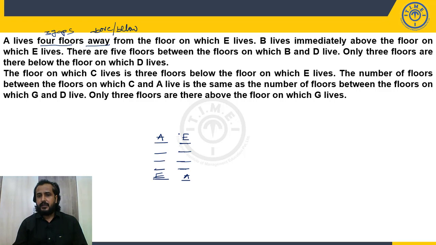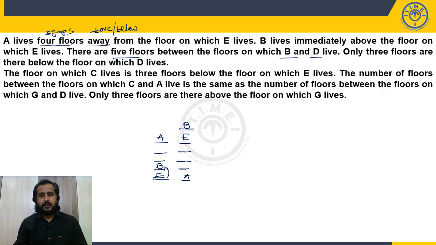Clear? Next, B lives immediately above the floor on which E lives. E is here, so immediately above E is B. So as and when you go through the information, extend the arrangement. That is the only arrangement that we can do. Okay. Now what is given? There are 5 floors between the floors on which B and D live.